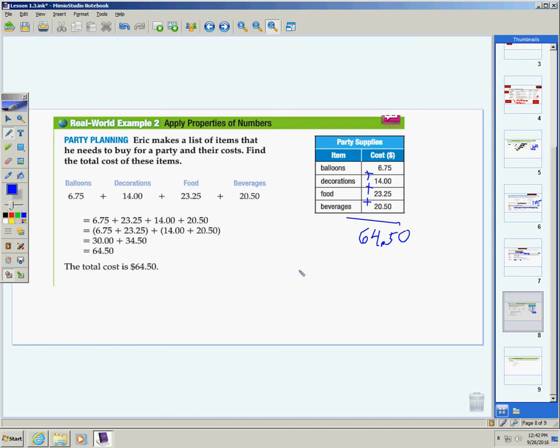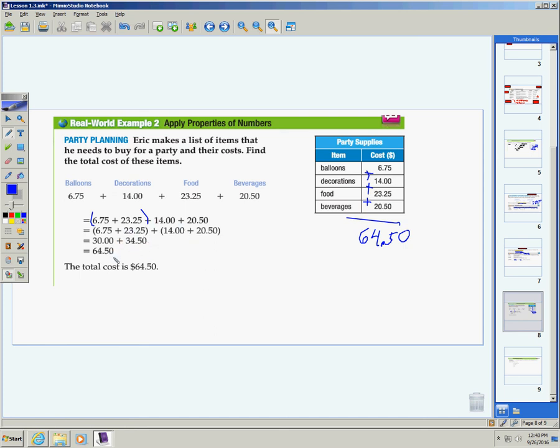Well, if I group these first 2 numbers together, I can see 6.75 plus 23.25. I've got a 75 cent plus a 25 cent, so that's $1. 6 plus 23 is 29, so I'd get $30. And all I did was try to make this easier in my head, because then adding 30 plus 34.50 by grouping the other numbers, that's a lot easier to do in my head than trying to add all these up at once.